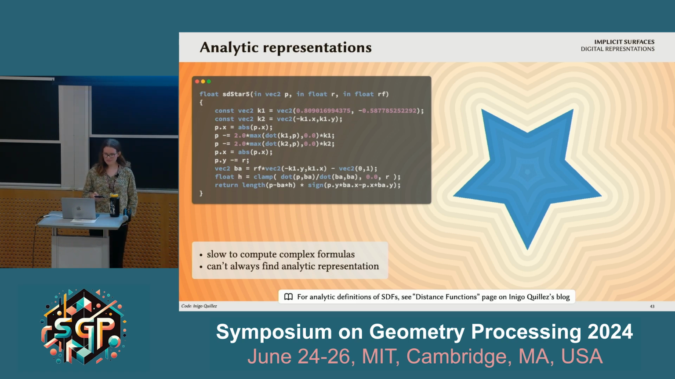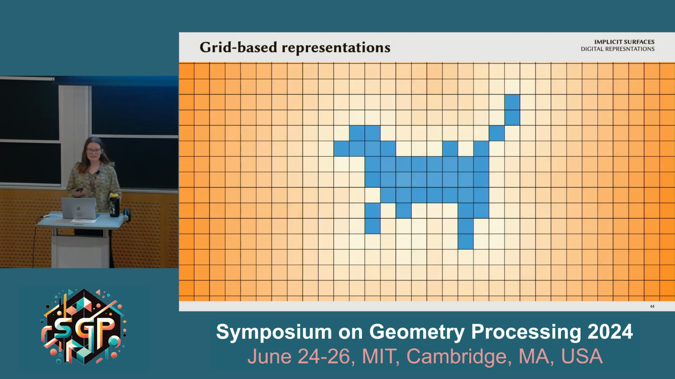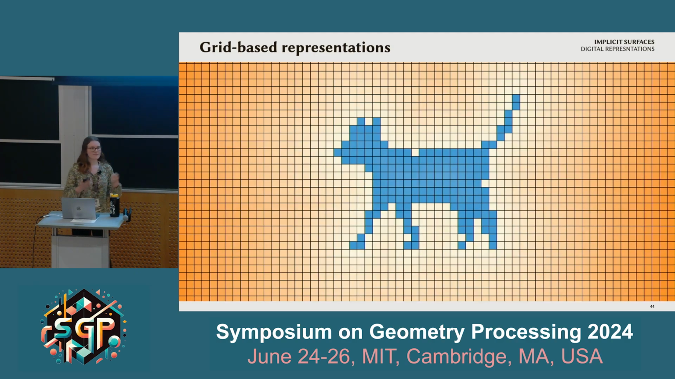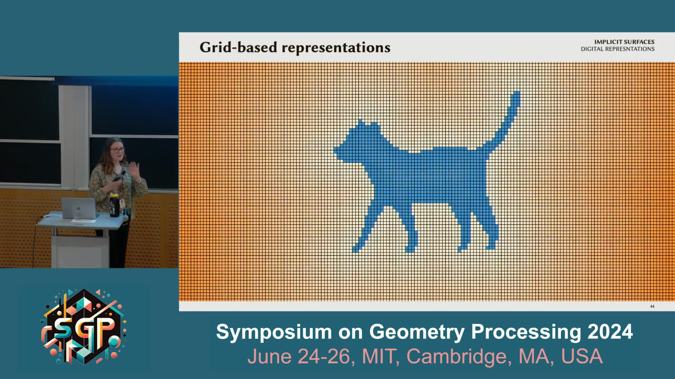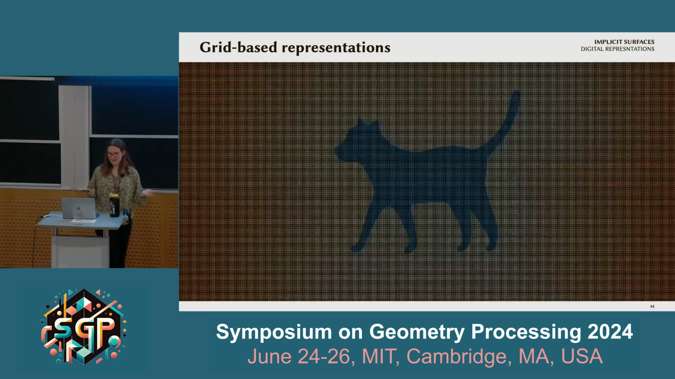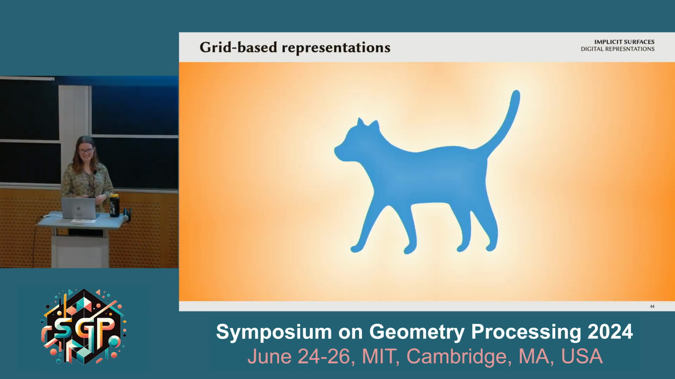Also, you can't always find an analytic representation for whatever shape you might want to represent. And so instead, it's common to represent implicits as values stored on a grid. If we make the grid fine enough, we can represent any shape at all, like this cat, which is represented very well. But there's an issue that grids don't scale very well, especially as we increase the dimension of the implicit we want to represent. And so there are lots of solutions to this, like adaptive grids, which I won't get into detail on here.